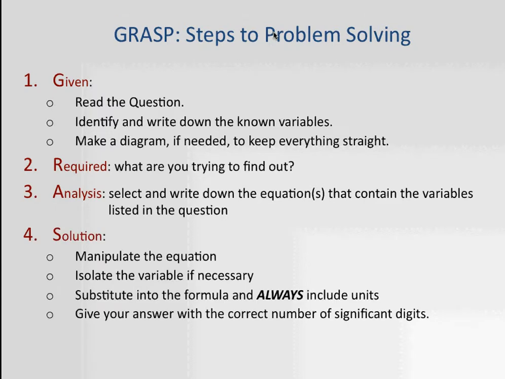Step 4 is write the solution. You need to manipulate the equation that you found, isolate the variable if it's necessary, and substitute into the formula, including units. Remember that you only substitute once you've isolated the variable. The final step is to give your answer with the correct number of significant digits. For more information on significant digits, see another video.